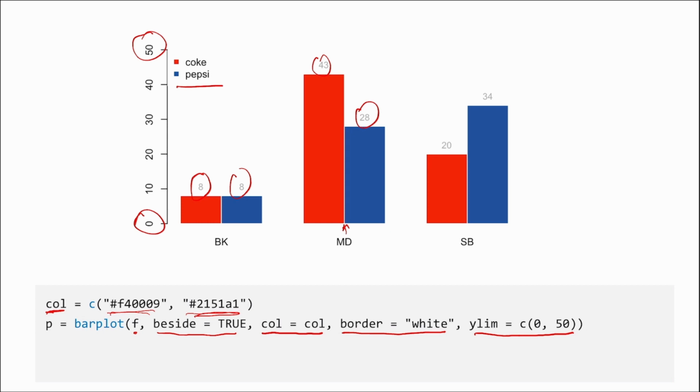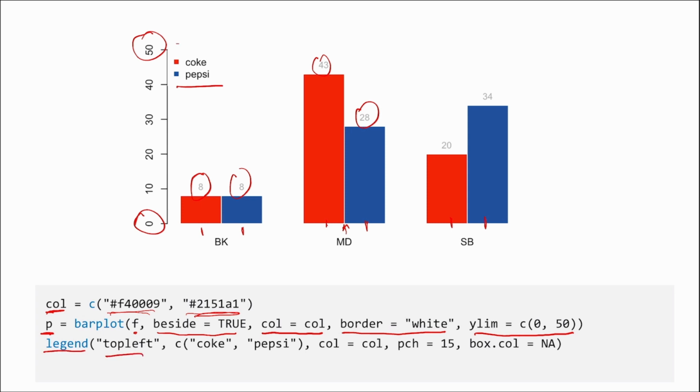After that, you can see I also saved the position of the middle points of every bar. I saved it to a variable p. After that, I use function legend to show the legend. I say it's top left, so you can see it's indeed in the top left of the plot. This is the names of the labels, Coke and Pepsi. This is the colors. It's the same colors as I defined before. This is the point character 15. It's just a filled square, and that's exactly what you see in the legend.